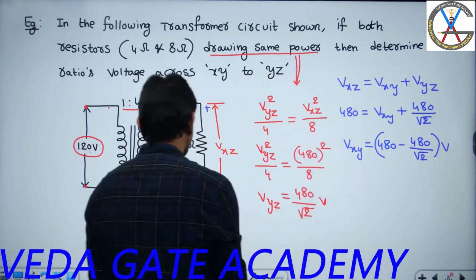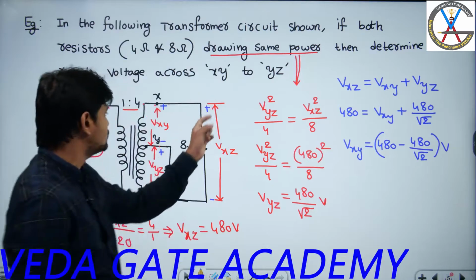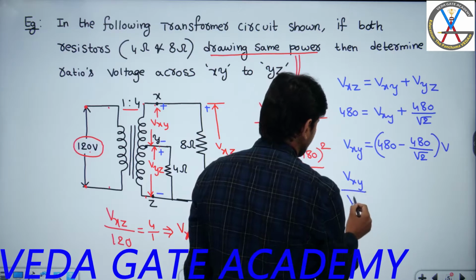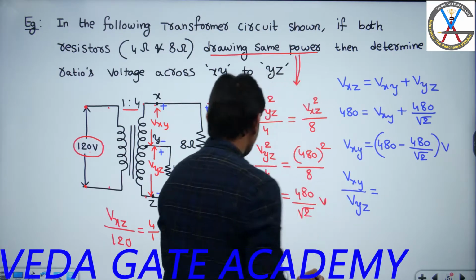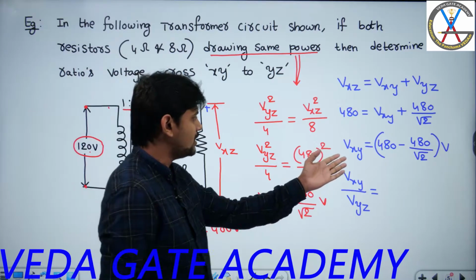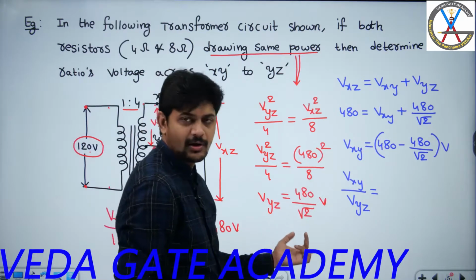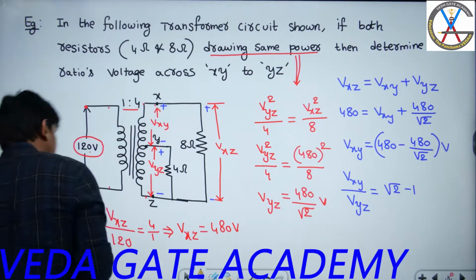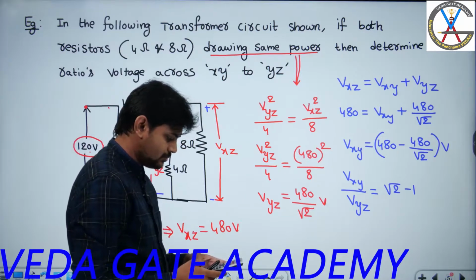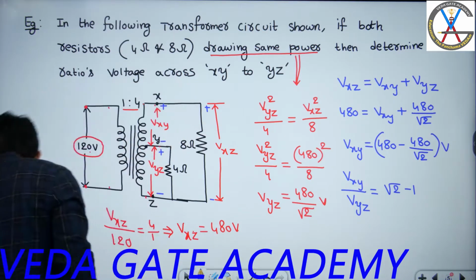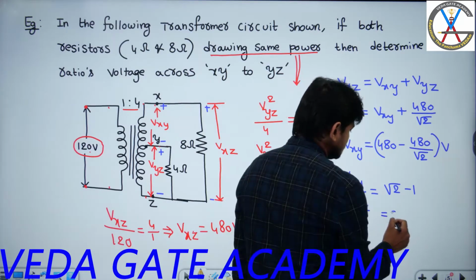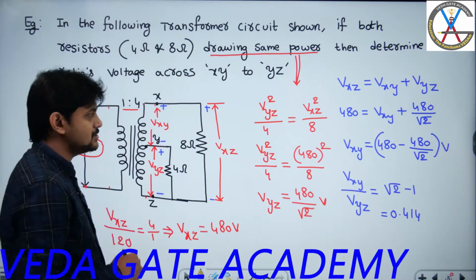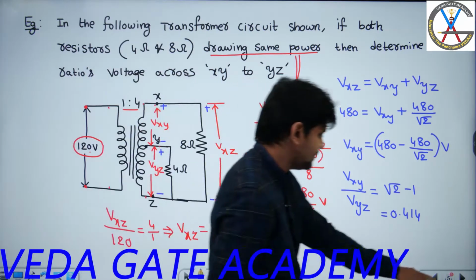Now what is our interest in this question? We need to take the ratio of Vxy divided by Vyz. So that means you take the ratio of 480 minus 480 by root 2, taking 480 as common, root 2 minus 1 divided by root 2, all divided by 480 by root 2. You finally get root 2 minus 1. If I do the simplification, root 2 minus 1 will give you 0.414. So the ratio of these two voltages is approximately 0.414. Have you understood? This is one of the very simple questions, so let me move on to the next one.